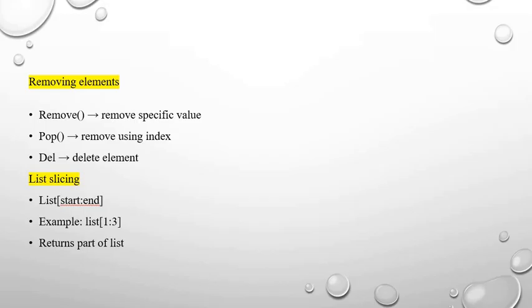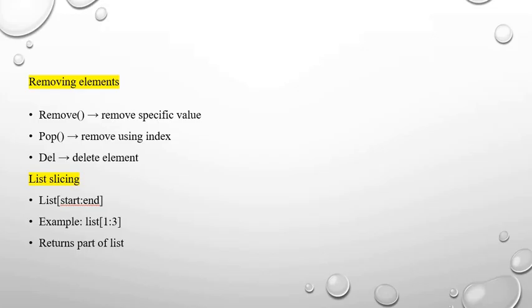And then removing elements. The remove method removes a specific value, and the pop method removes using the index value. We have to provide the index value to remove a value at a particular index; we have to use the pop method. And the del keyword is used to delete the element.